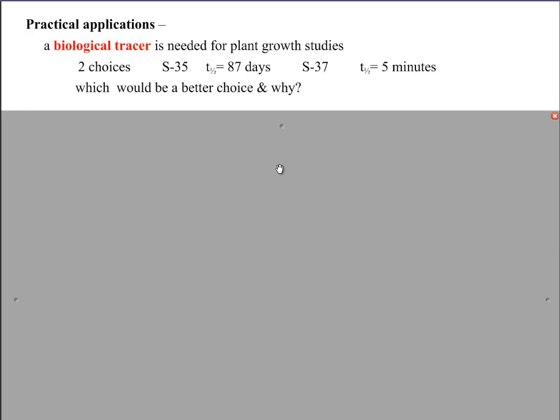Well, if we're studying plants, we want something that lasts days, but not necessarily takes years to break down. So we would probably go with the sulfur-35 because 87 days is essentially a summer growing season, and we could study the uptake of sulfur better with that type of isotope.